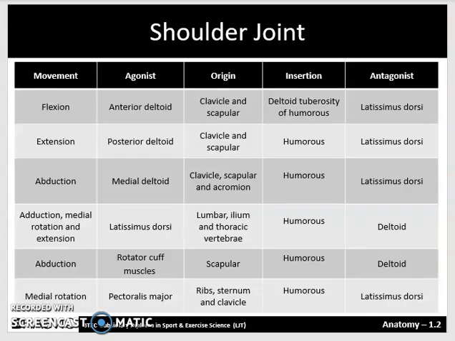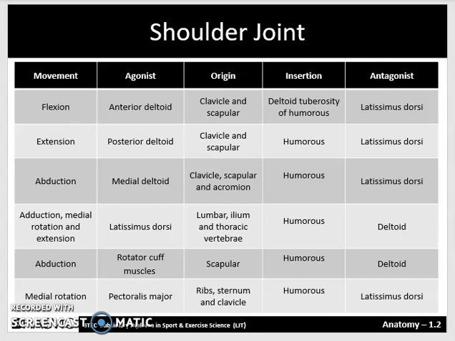When the agonist of the shoulder joint is the anterior deltoid, the movement will be flexion, the origin will be clavicle and scapula, the insertion will be deltoid tuberosity of humerus, and the antagonist would be latissimus dorsi. When the agonist is posterior deltoid, the movement will be extension, the origin will be clavicle and scapula once again, the insertion will be humerus, the antagonist will be latissimus dorsi once again.